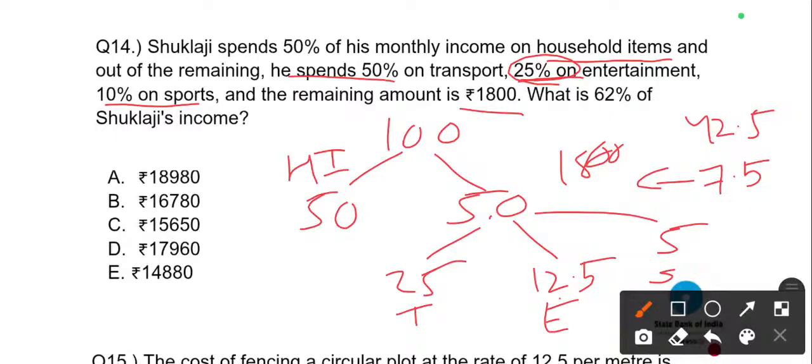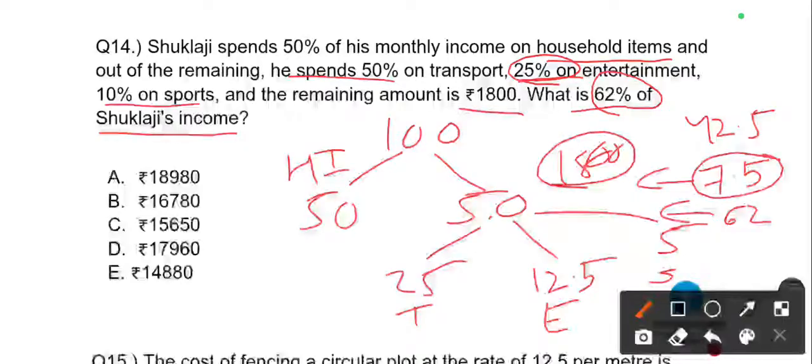Is this the same as what it is saying? Okay. Now the question asked is, what is 62% of Suklaji's income? So we need to find the value of 62%. Does anyone have the answer for this one? 7.5 value is nothing but 1800. We need to find the value of 62.